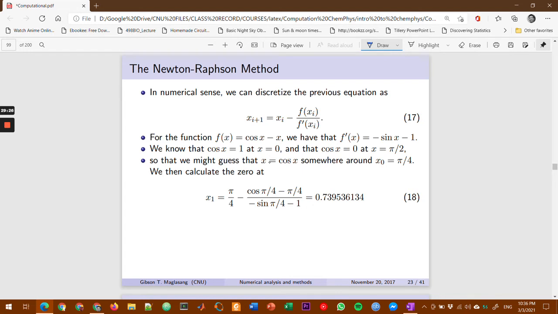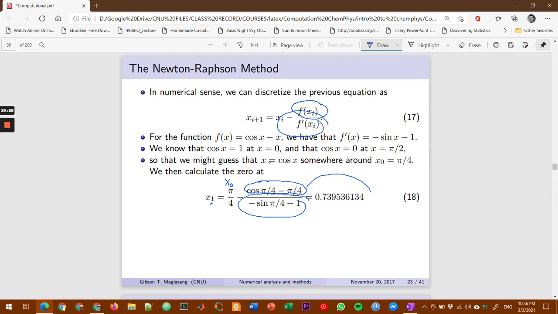This is x naught, right? Or x sub I, then this is x sub I plus 1. This is the evaluation of your function. You substitute the value of the angle for x, which is pi over 4. And then in the denominator is, of course, the derivative, which is given by this. And then you input that using your calculator. It is found that x1 is given by this.